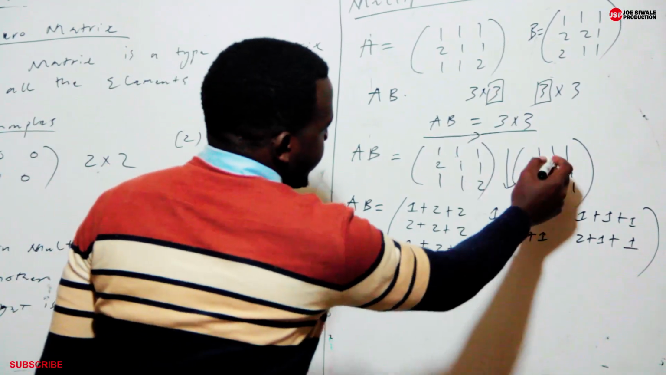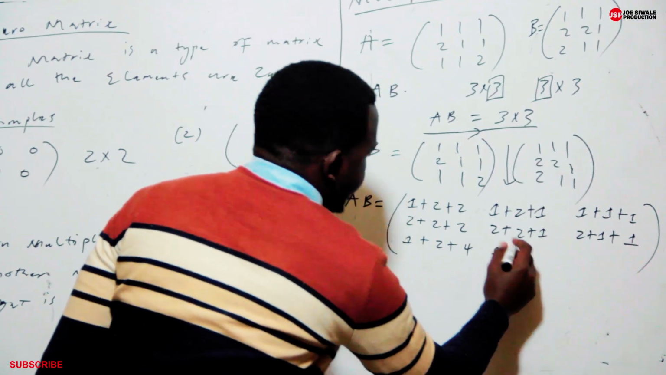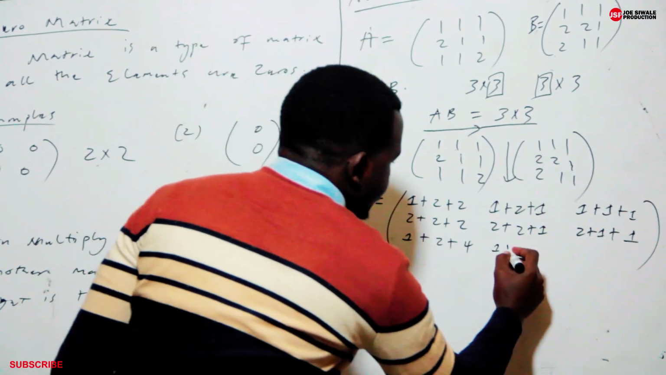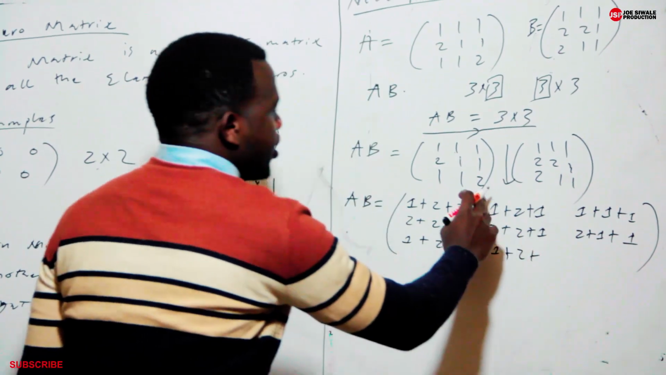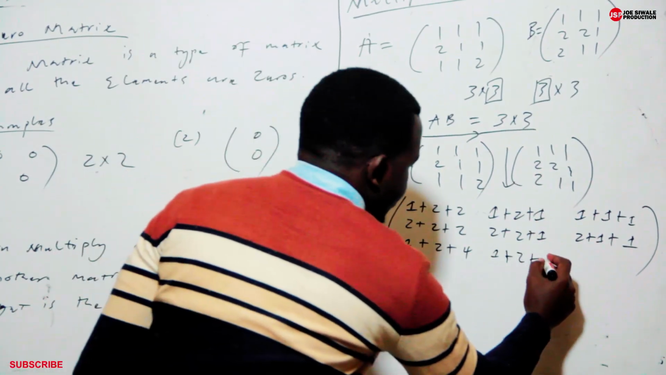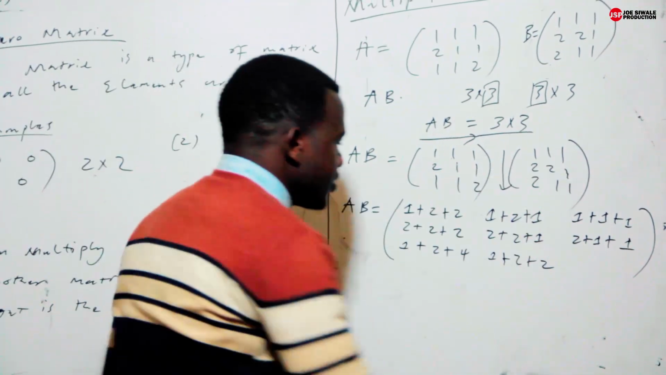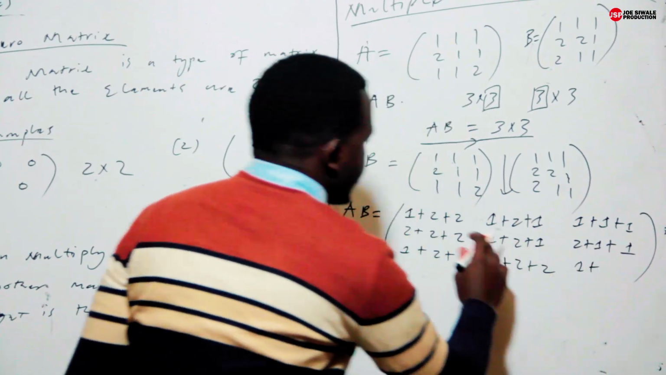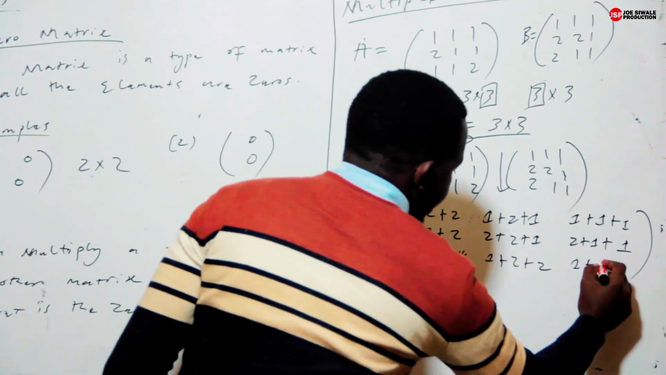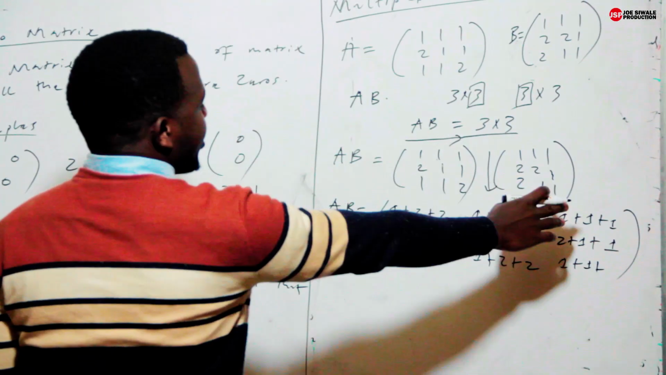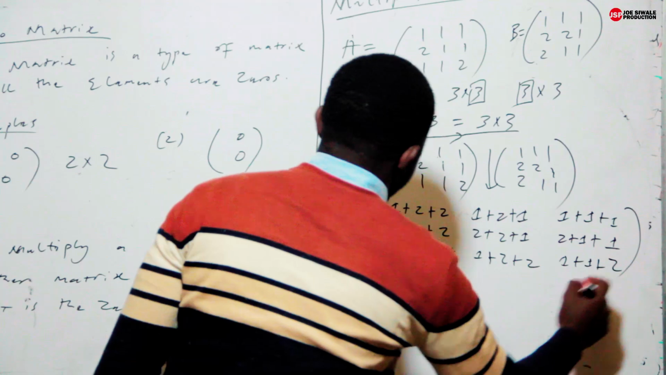Then we'll get our third row, then we'll multiply with our second column. So say 1 multiplied by 1, getting 1, plus 1 multiplied by 2, we're getting 2, plus 2 multiplied by 1, we're getting 2. Then we say 1 multiplied by 1, we're getting 1, plus 1 multiplied by 1, we're getting 1, plus 2 multiplied by 1, we're getting 2.